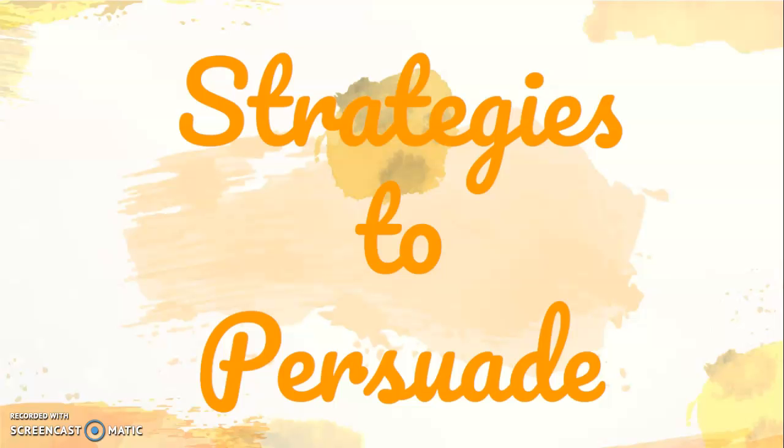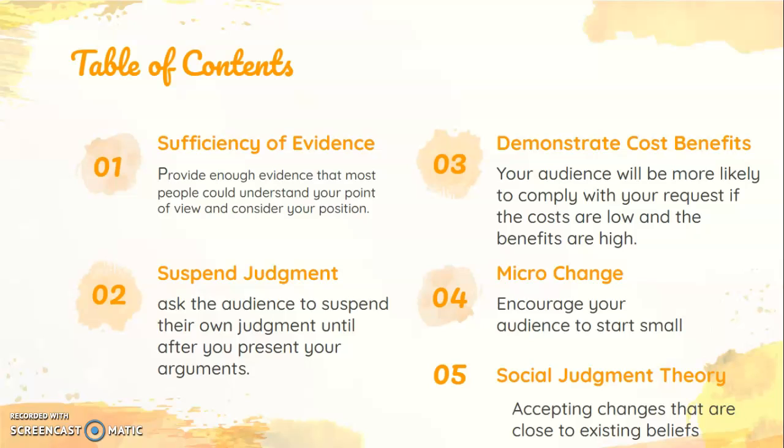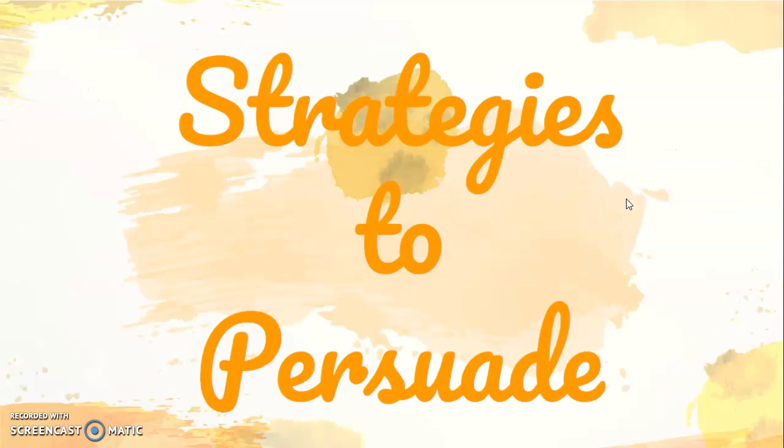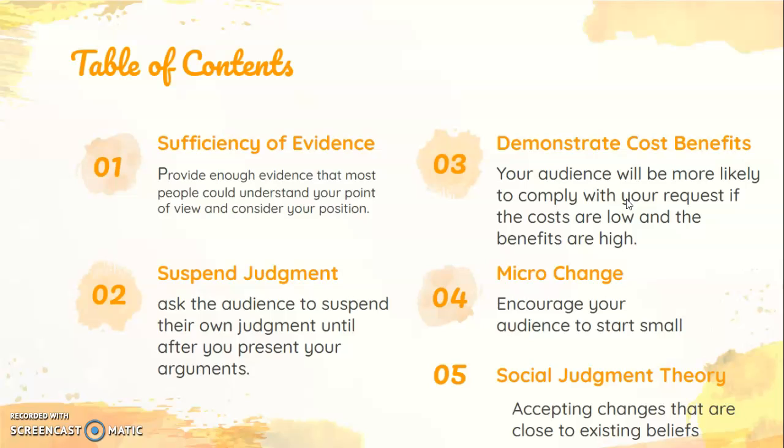Now we're going to switch gears a little bit and talk about strategies that you can use in your speech to help persuade your audience. And even though we're talking about speeches right now, persuasion is way more than speeches. Every day we use the art of persuasion to help people believe in our ideas and get them on board with you. I forgot to change this little header up there, but these basically are the 5 strategies to persuasion. So first one is sufficiency of evidence. You want to make sure you're providing enough evidence that supports your argument so that most people could consider your position.